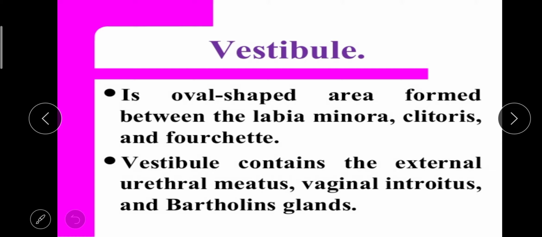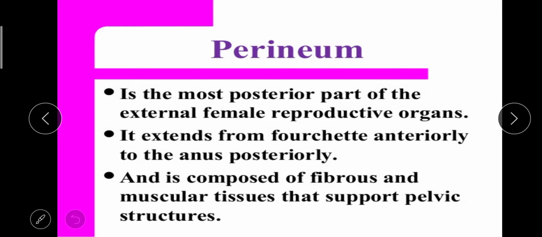Next one is vestibule. It is an oval shaped area formed between the labia minora, clitoris and fourchette, and the vestibule contains the external urethral meatus, vaginal introitus and the Bartholin glands.